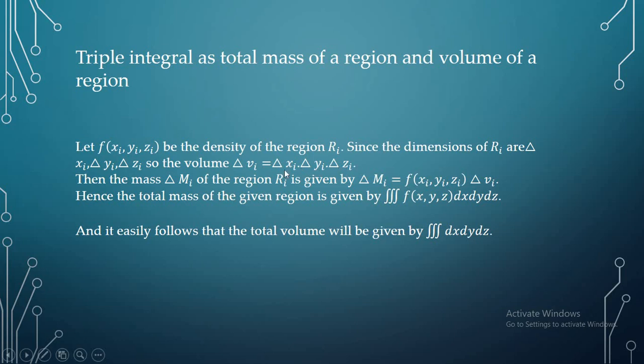So if you take the total summation, that is, if you integrate this with respect to x, y, z, you obviously will get the entire volume. So triple integrals can be used to find the total mass of a region, and they can be used to find the volume of a region.